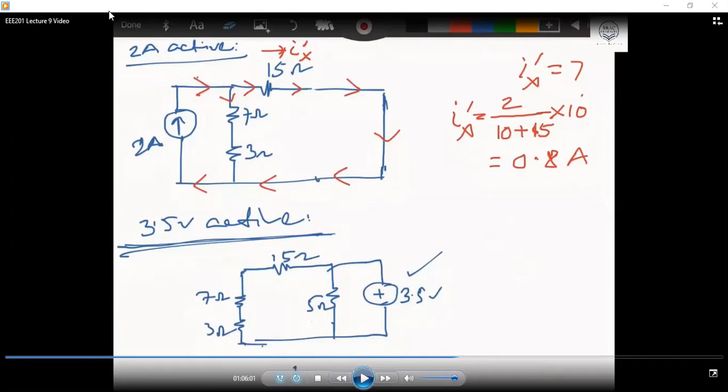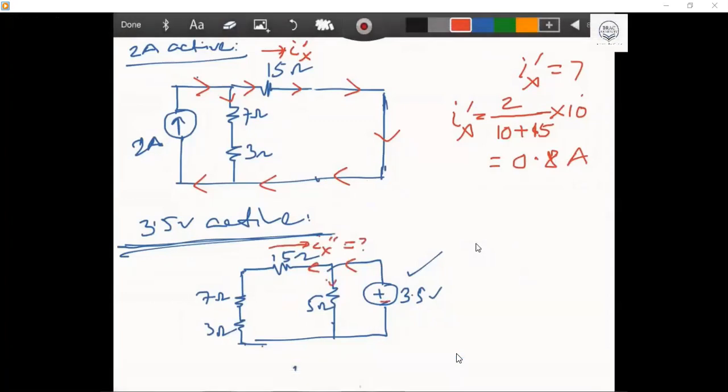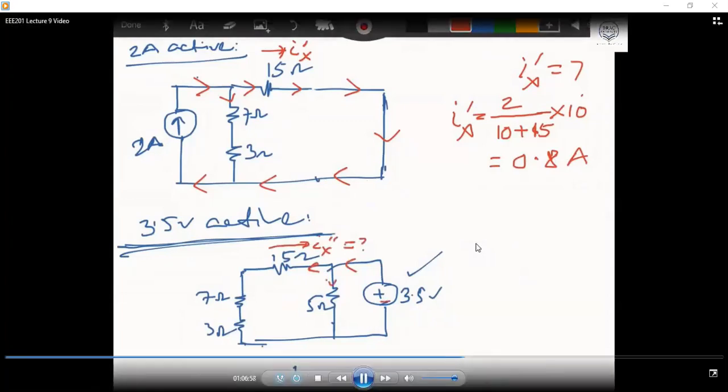Ix double prime. How to find the ix double prime in this case? This is a question now. Now, all of you try to get my point. You can see slowly. You can see, right? Okay.